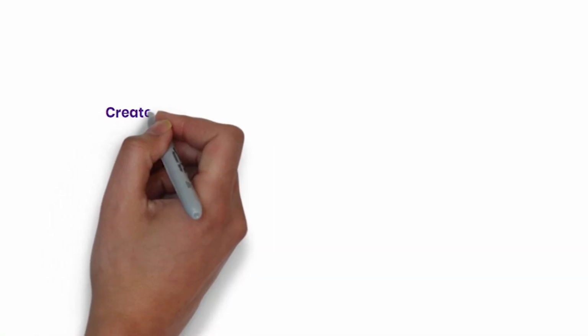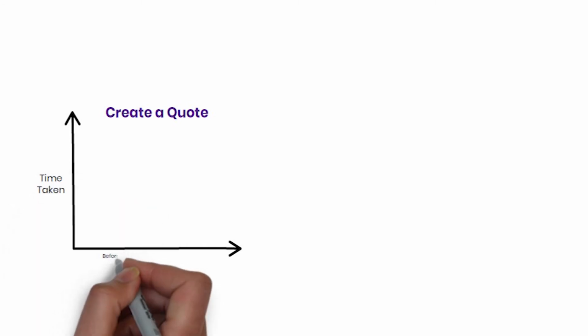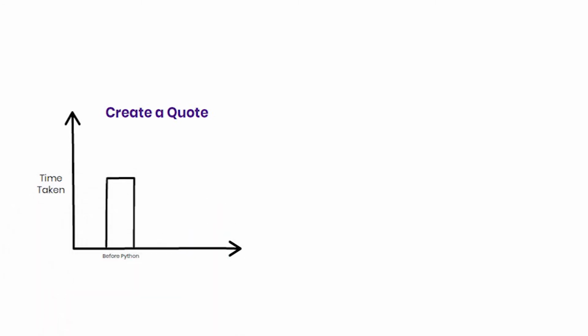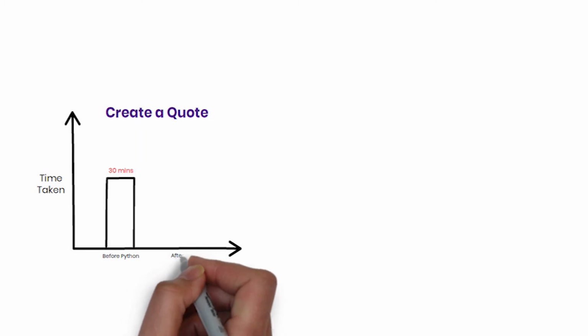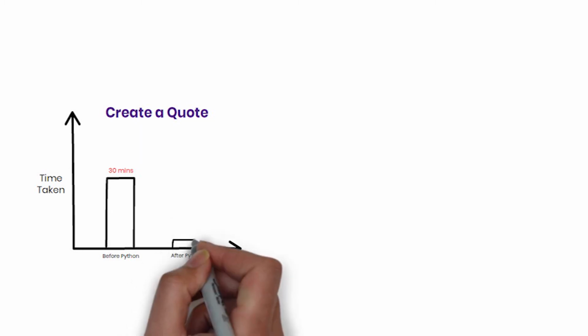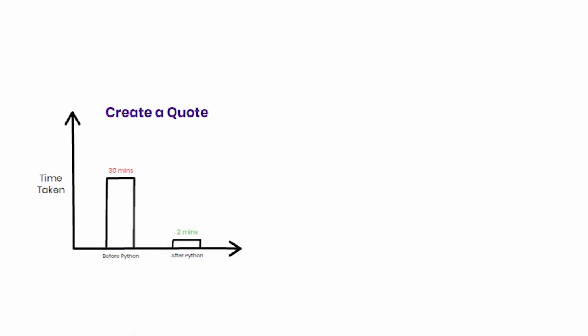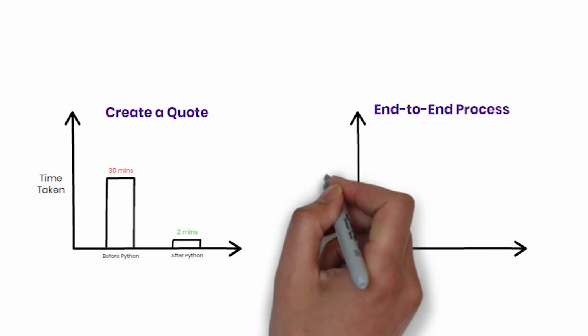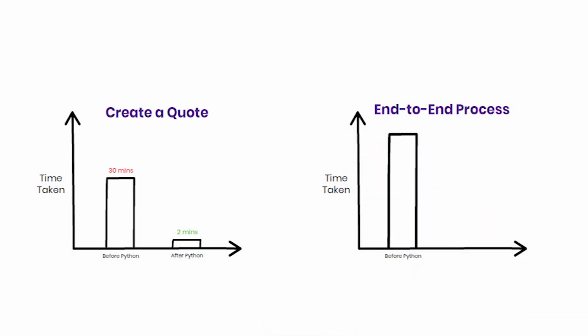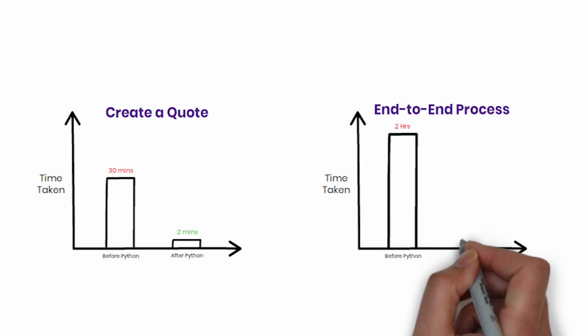To create these quotes through the web interface would have previously taken a user 30 minutes per case on average. Our Python API solution is able to achieve the same result in under 2 minutes. The whole end-to-end process would have taken a user about 2 hours per case, but now it only takes them 20 minutes.